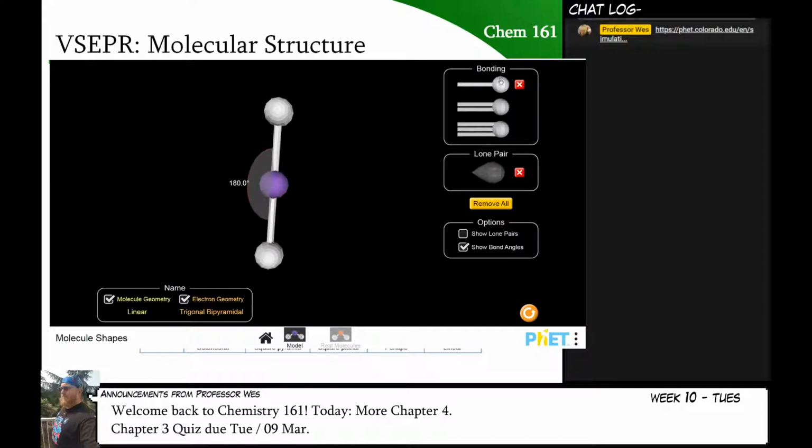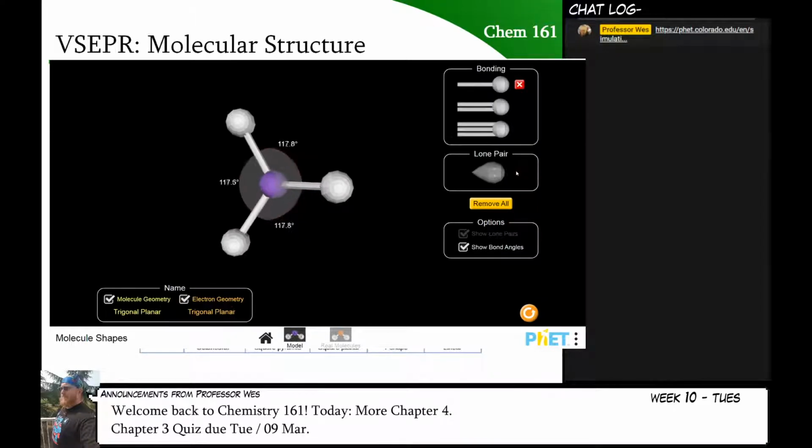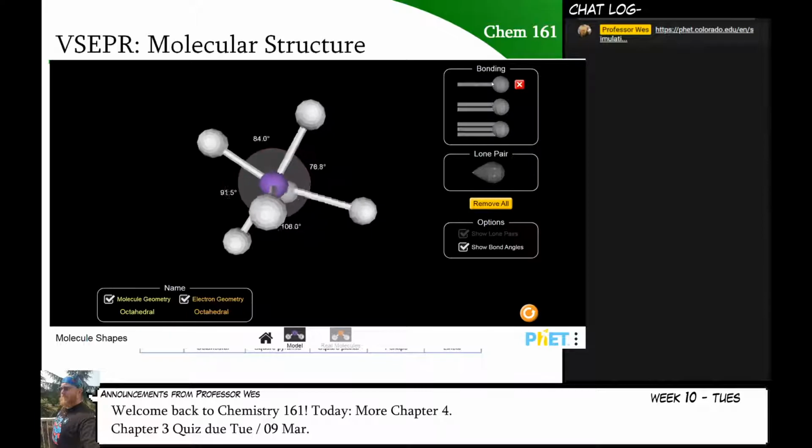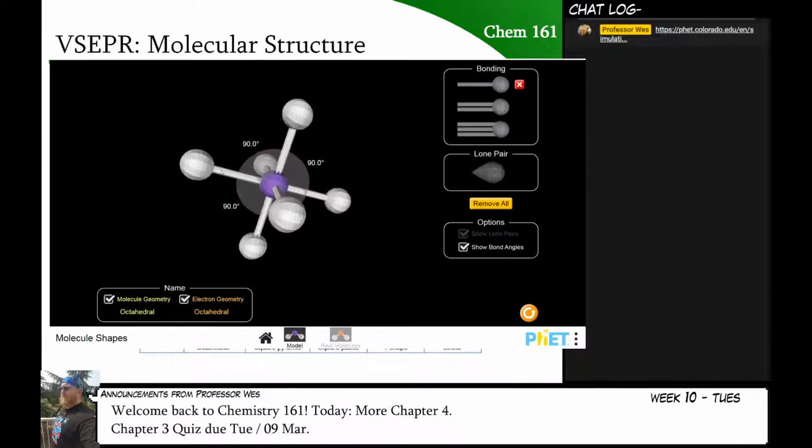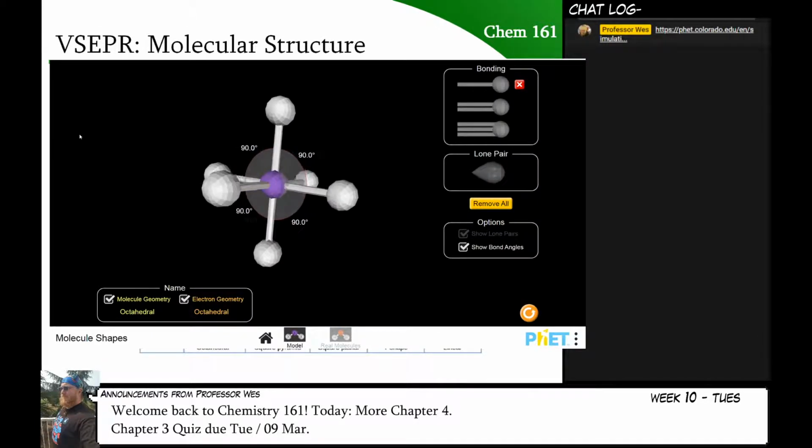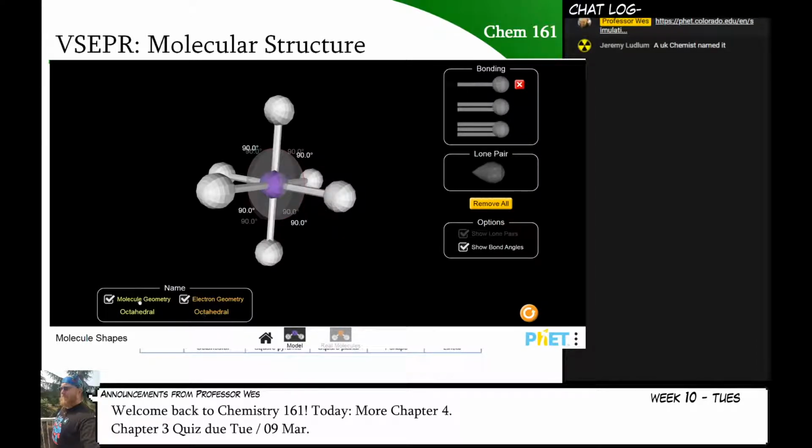And then finally, we're going to... Let me load this back up with single bonds here. So here's my octahedral. This is 6 electron domains, 0 of which are electron pairs, so octahedral. A UK chemist named it. That makes sense. That checks out.